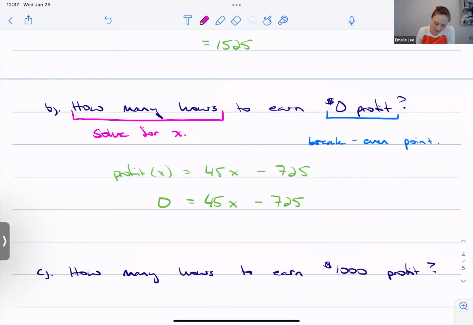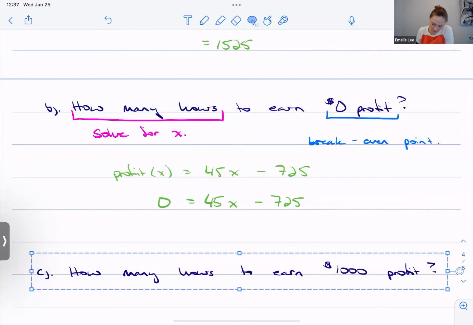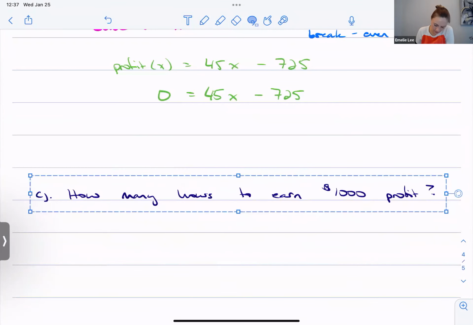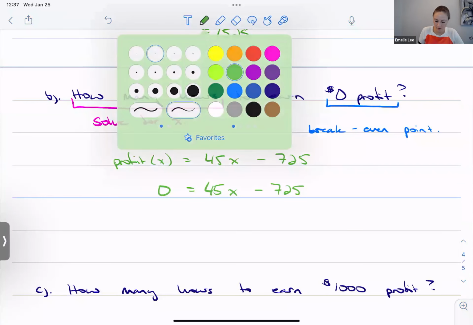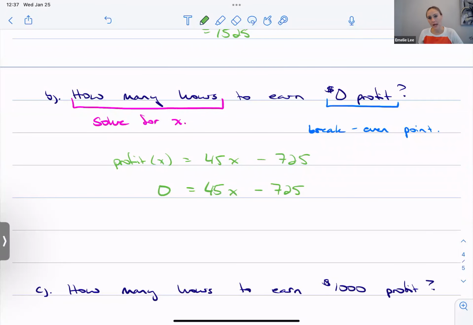Okay, solving for X, I'm trying to isolate X on its own. I'm going to add 725 to both sides, right? Because first I need to move the 725 over. And so I get 725 is 45X.